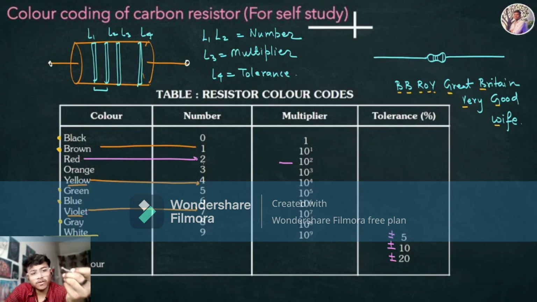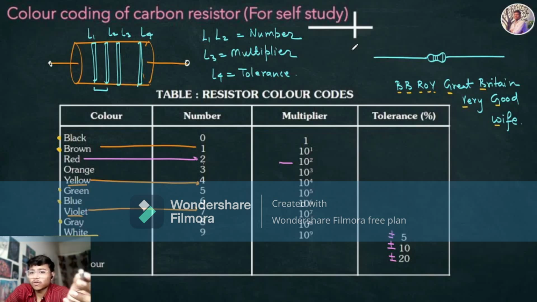BB Roy, Great Britain, very good wife. So the first is given as B, B, R, G, B, and so on. It gives you the name of the color and its multiplier. You have to learn this. Tolerance is only for gold, silver, and no color.